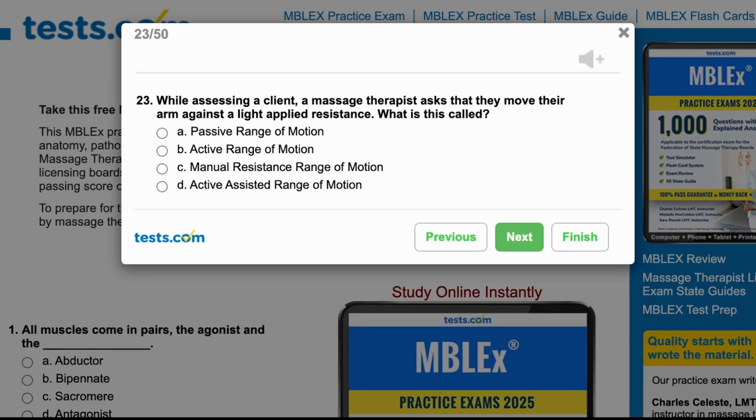Question 23. While assessing a client, a massage therapist asks that they move their arm against a light applied resistance. What is this called? A. Passive range of motion. B. Active range of motion. C. Manual resistance range of motion. Or D. Active assisted range of motion.